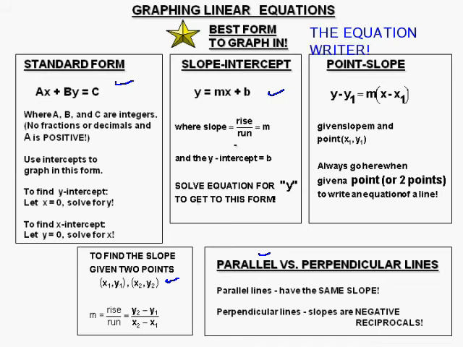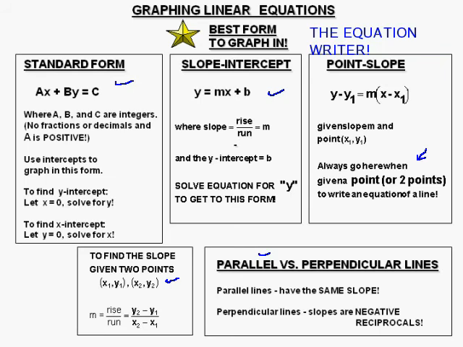The point-slope form for the equation of a line, Young calls the equation writer. All right, and notice here in this box, always go here when given a point or 2 points to write the equation of a line. Okay, so that's very important. Always go here when given a point or 2 points to write the equation of a line. So start with this equation if you're writing an equation, and then we can show you how to change to the other two very easily. Okay, so this is the last box in chapter 3.